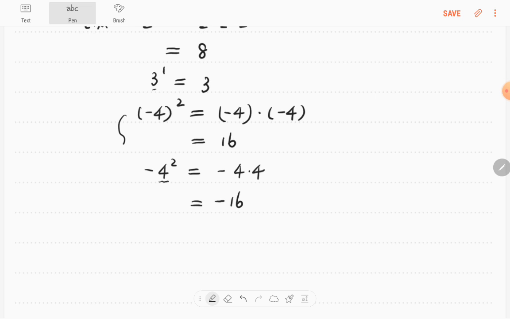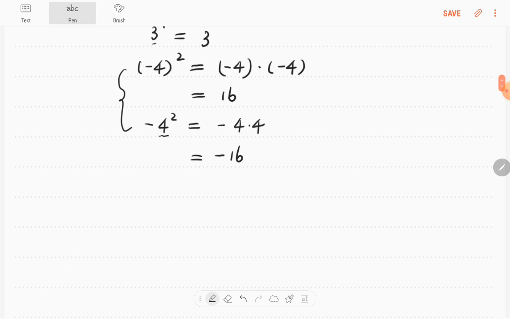You compare these two questions, make sure you understand there is a big difference. If you have the parentheses, then the whole part in your parentheses is the base. But if you do not have it, it's just the single value here. So you should keep the negative sign here.